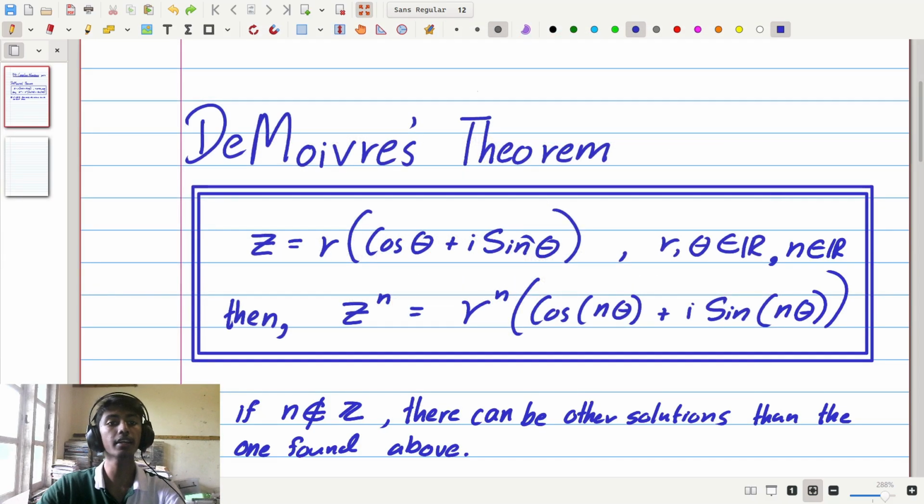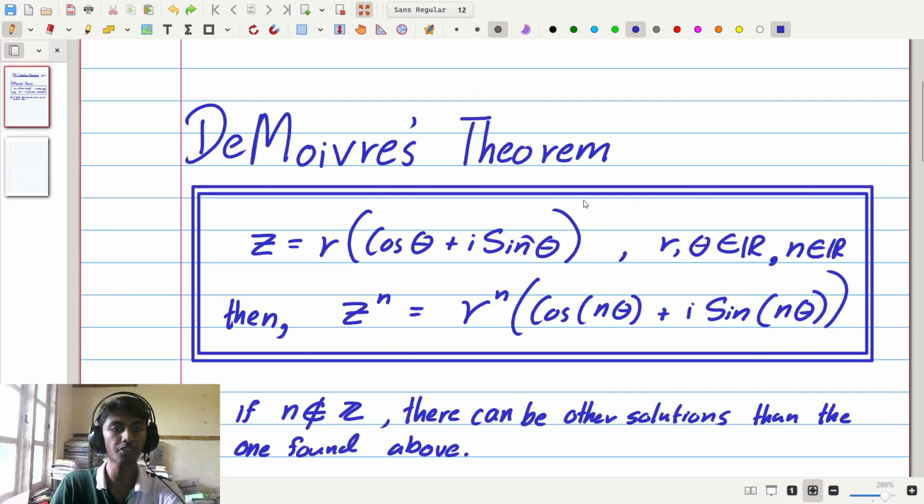The correct spelling is this spelling right here, which is DEMOIVRES, which if you pronounce it, and I apologize if I pronounce this incorrectly, would be pronounced as De Moi Vr, which if you put it together would be Demoir. So therefore, this is Demoir's theorem.